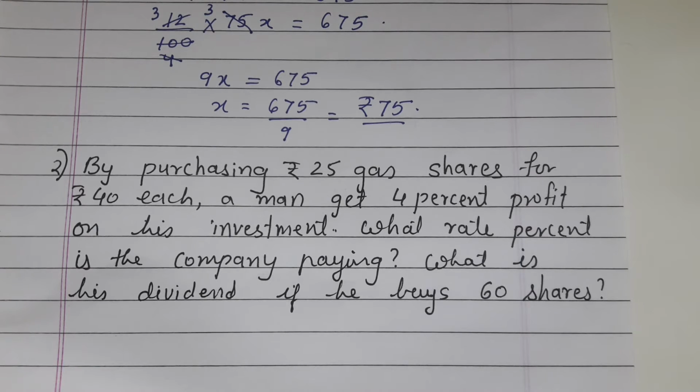Sum number 2. By purchasing rupees 25 gas shares for 40 rupees each, a man gets 4% profit on his investment. What rate percent is the company paying? What is his dividend if he buys 60 shares?